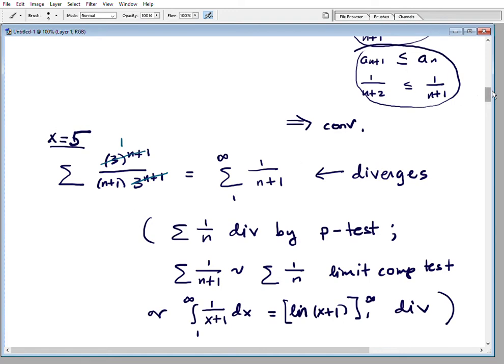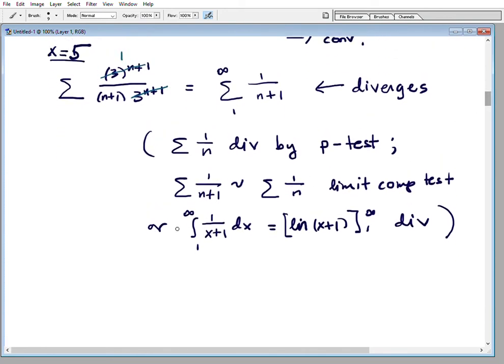So we saw that at x = -1 we have convergence, and at 5 we do not. So the interval is [-1, 5). Minus 1 has a closed bracket, 5 open, so that's the interval.